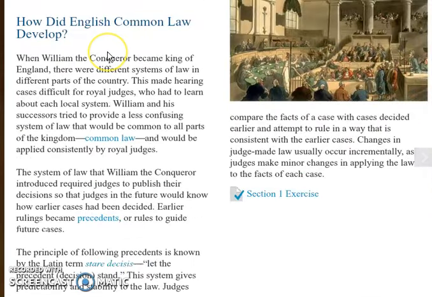The third question, and this is where we're going to pick up with taking notes, is how did English common law develop? One of the first things you might want to identify is exactly what is common law, and that's in this area here, if you can see the cursor on the screen for question 3, which is also answered here in blue for common law.